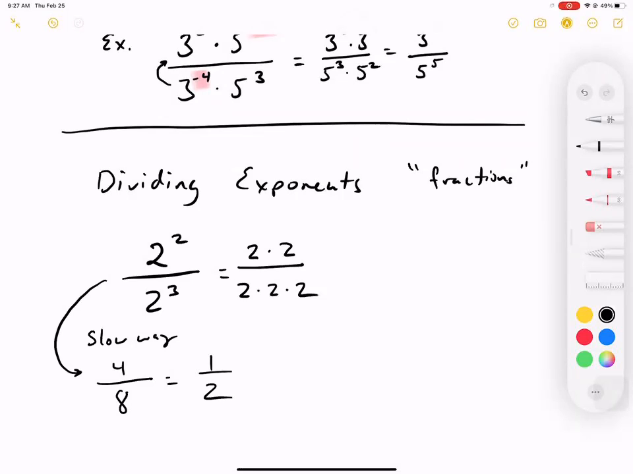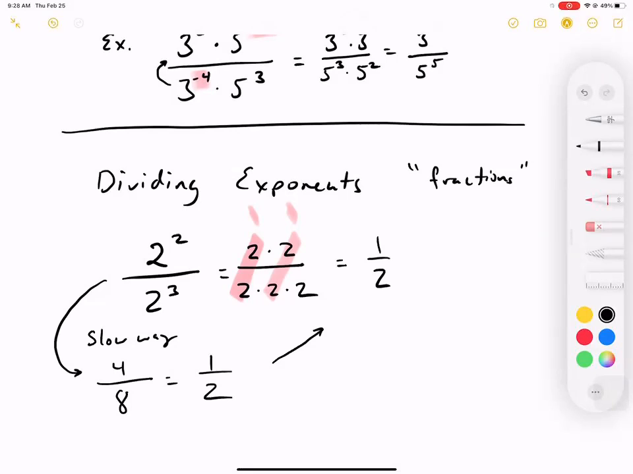Now, what's 2 divided by 2? That's 1. And what are we left over? We're left with 1/2 left over, but on the bottom. Gives us our same answer, doesn't it?